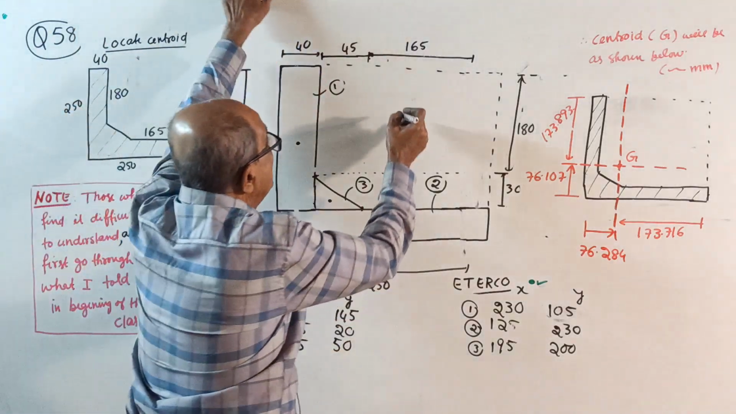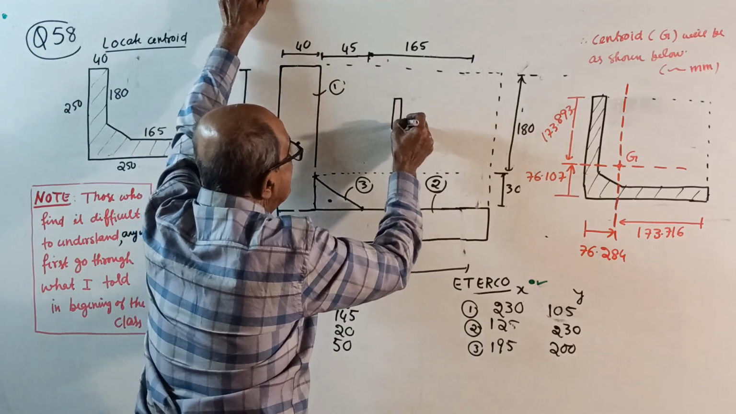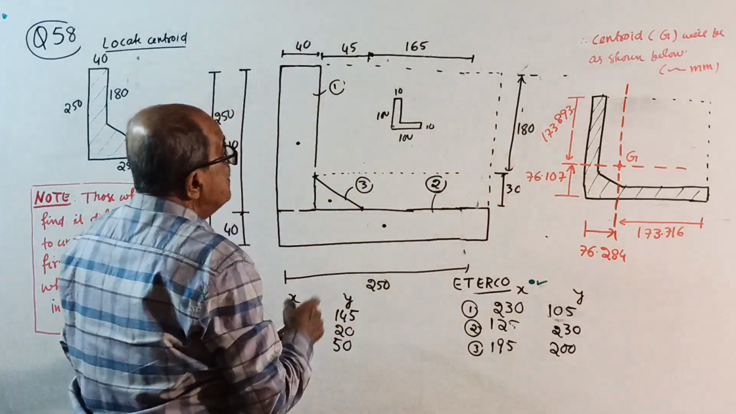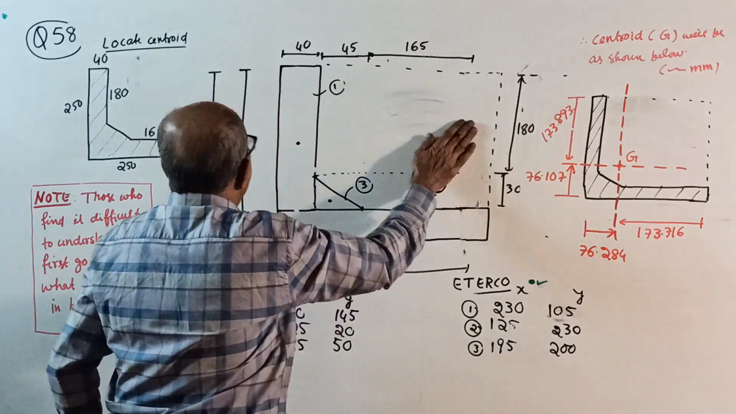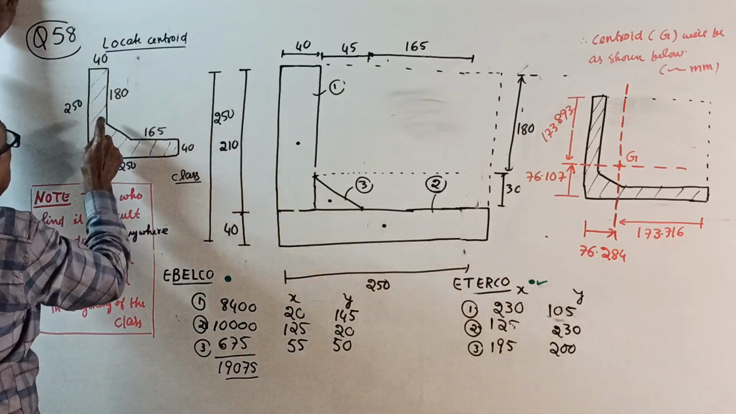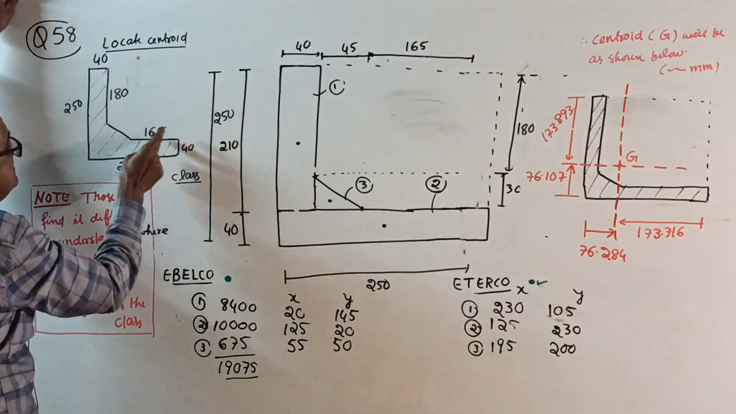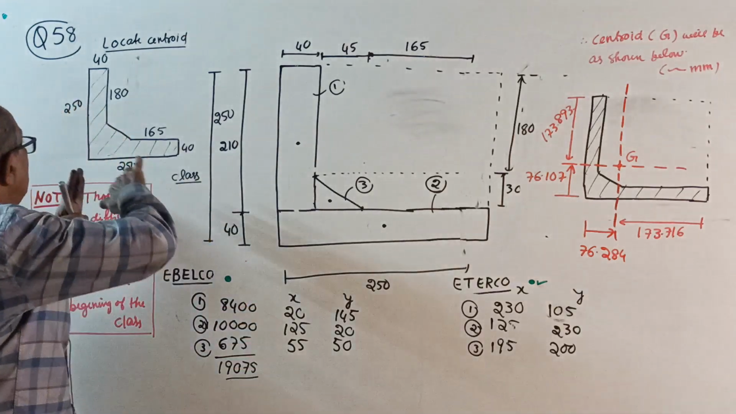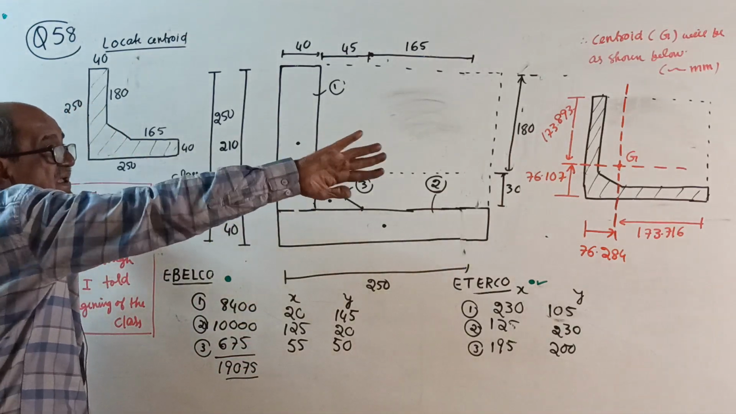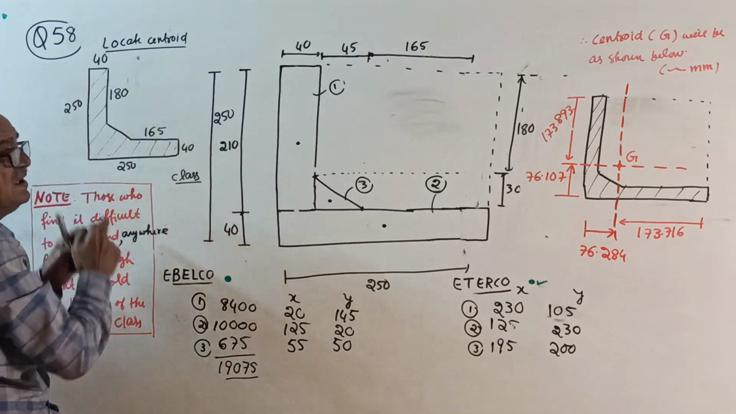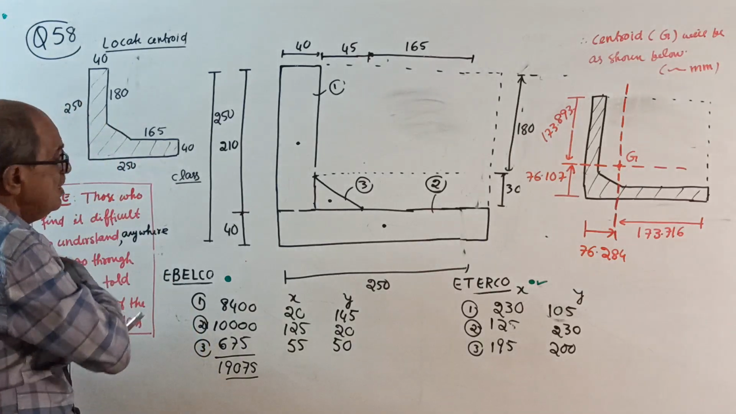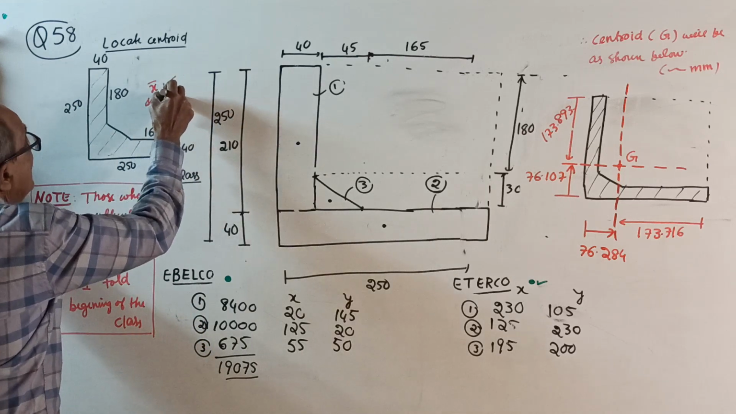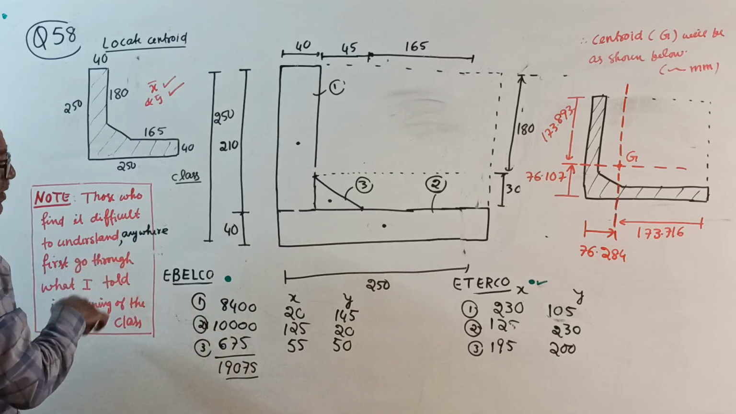Like your equal angle, 100 by 100, thickness 10. But unfortunately, here they gave this offset as 180, and this as 165. Therefore the dispersion of area along horizontal and vertical from this point is not the same. So what is the conclusion? Both X bar and Y bar are required.